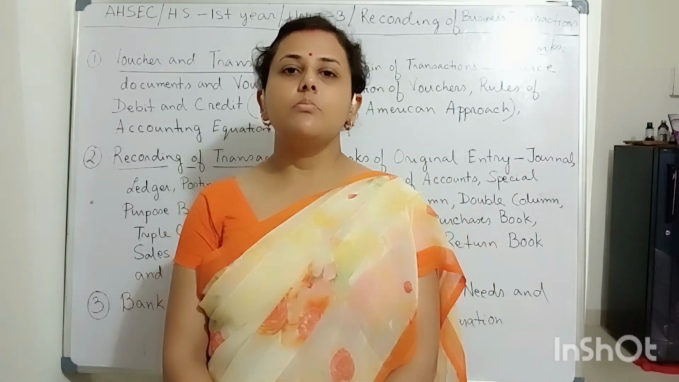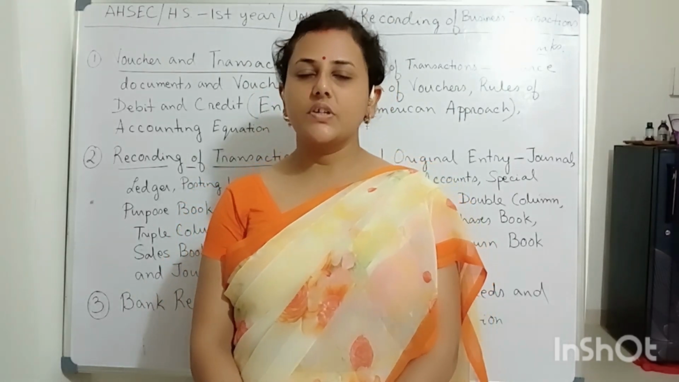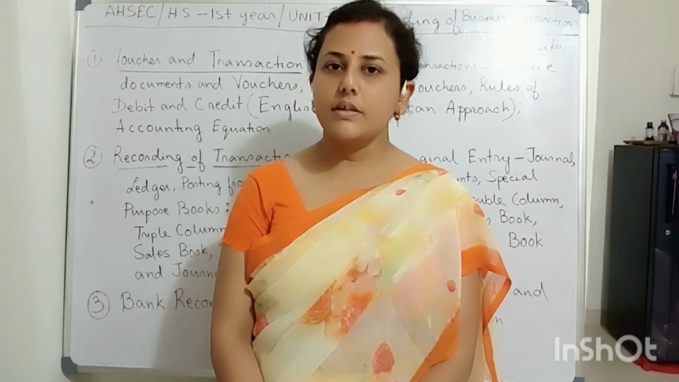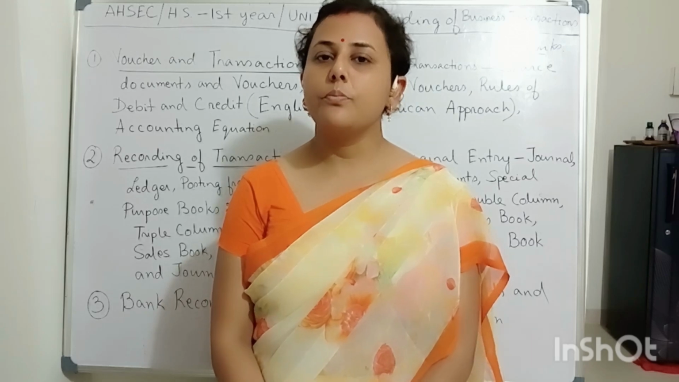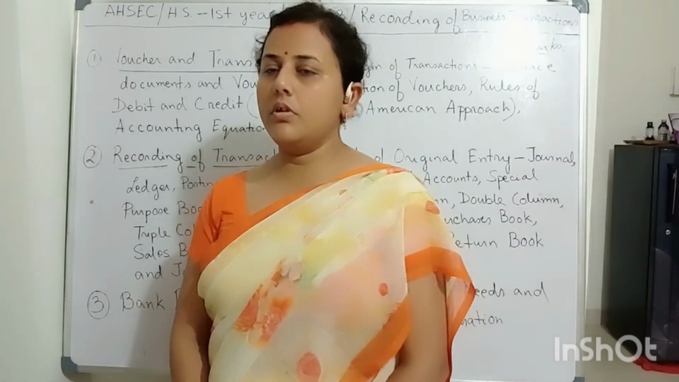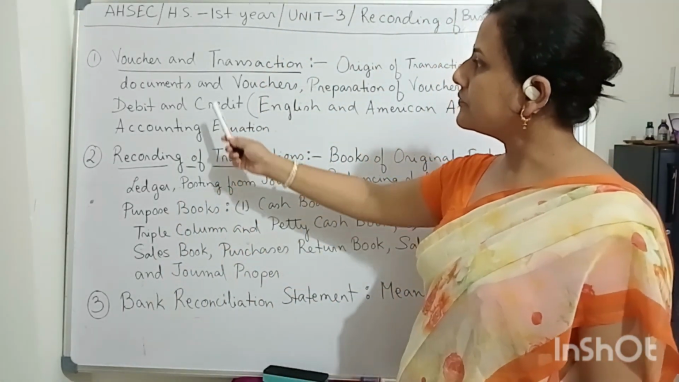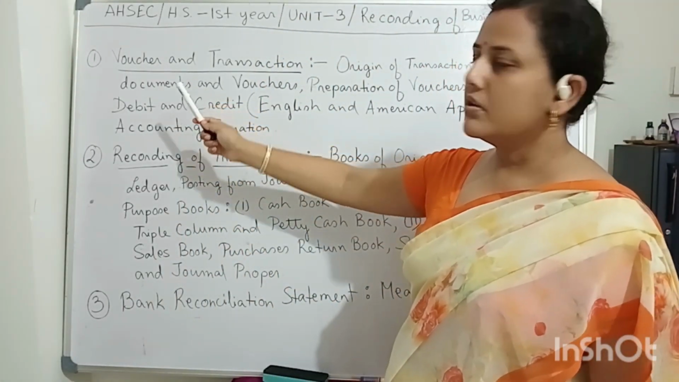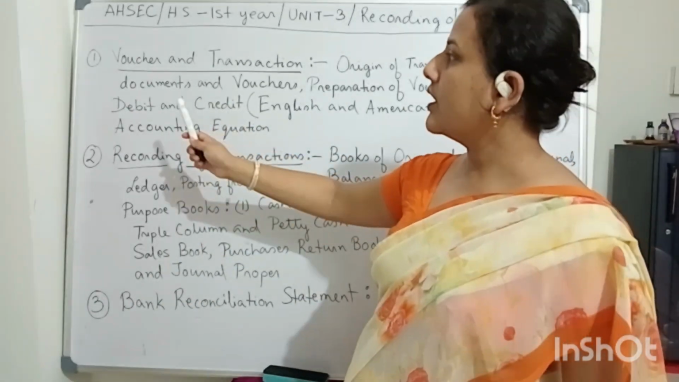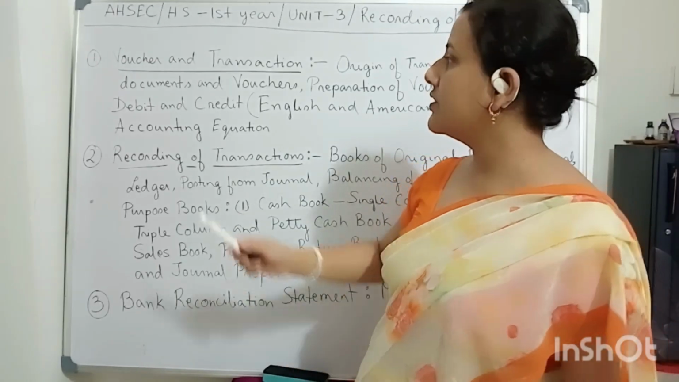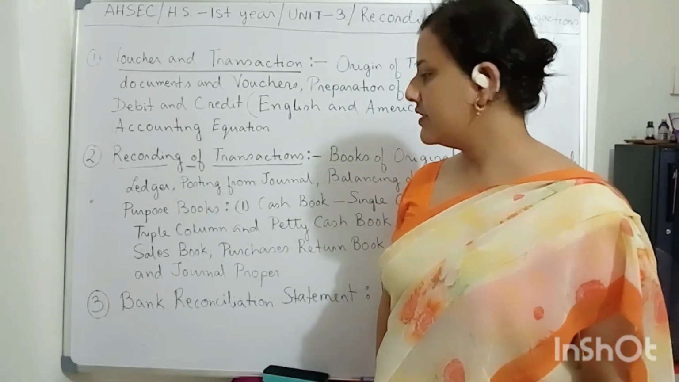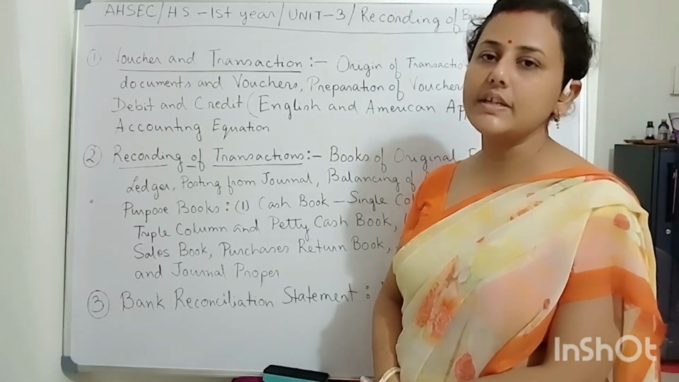So today I shall be discussing for HS first year classes. Unit number 3, which is recording of business transactions. Here you see I have written the points. The first point which comes under recording of business transactions is voucher and transaction. Second is recording of transactions, and third is bank reconciliation statement.